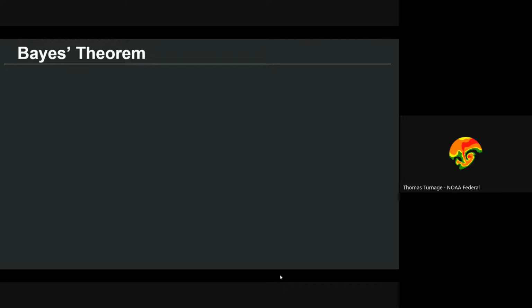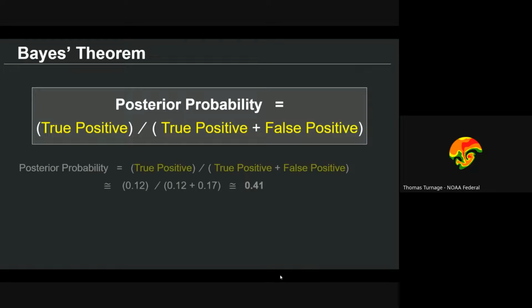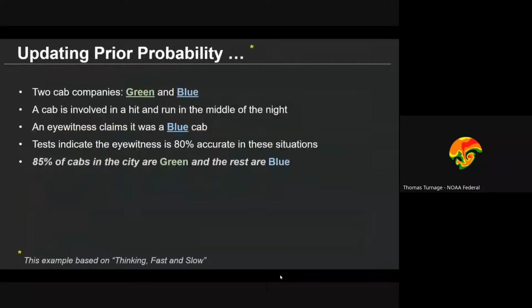So what is Bayes' theorem exactly? This is kind of the linchpin here. The idea is that to get a posterior probability, an updated probability, you're taking the true positive divided by the sum of the true positive and the false positive. If we plug it into this particular case, that's how we get our 41%. And one thing to note here is that if you have a large potential for false positives, that's going to reduce your posterior probability right out of the gate. And so we can look at some examples of that.